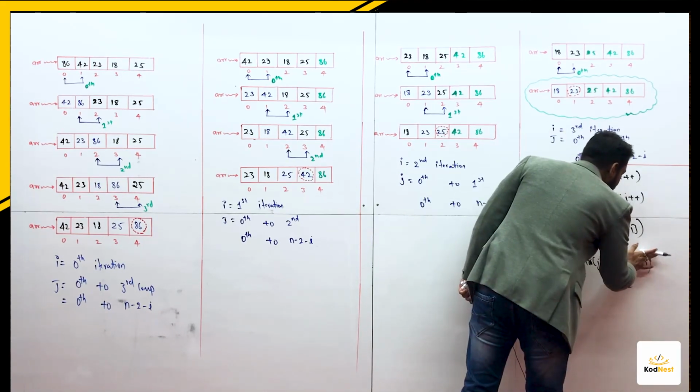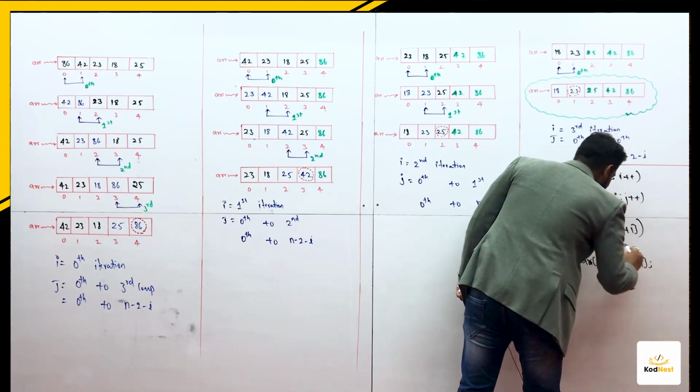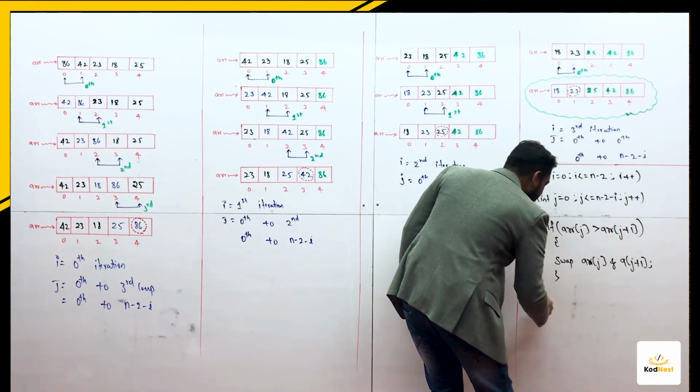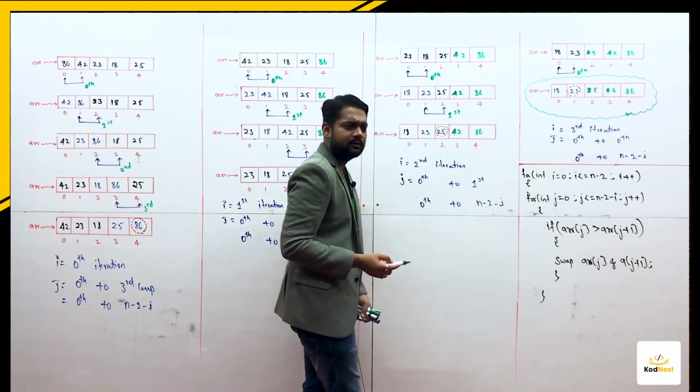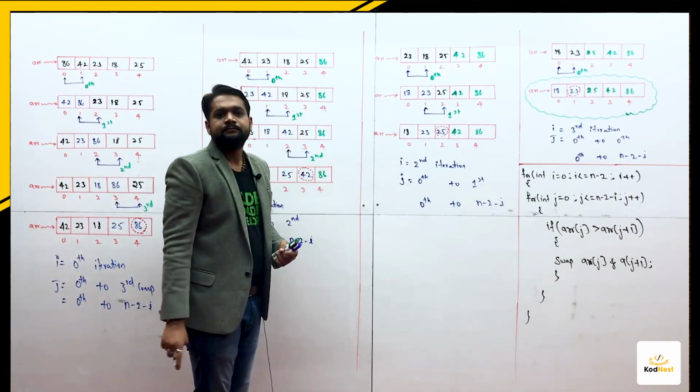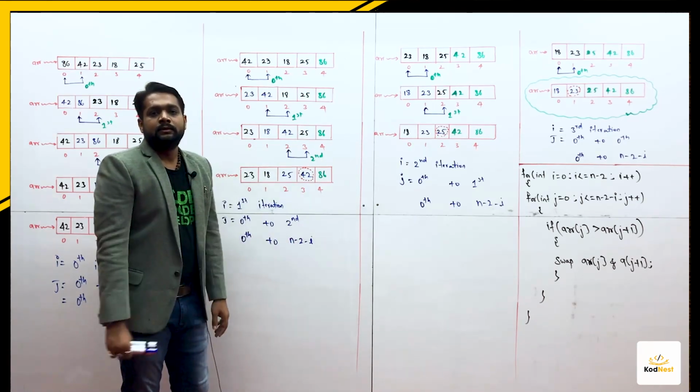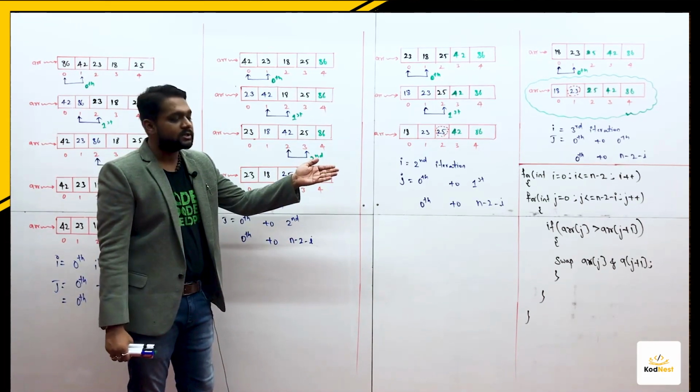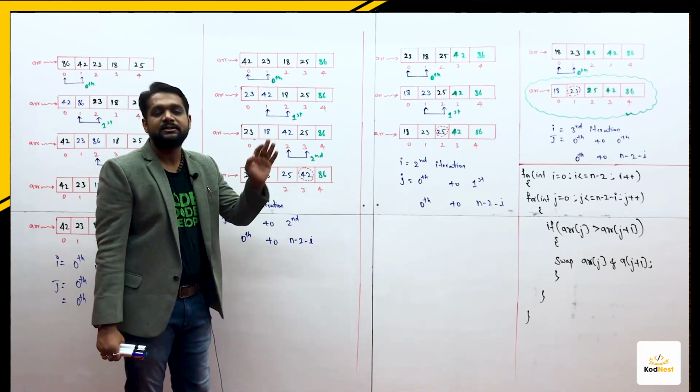Oh, okay, sir. If it is greater, we are swapping. If it is not greater, we are just continuing. That's it. This is the bubble sort algorithm.